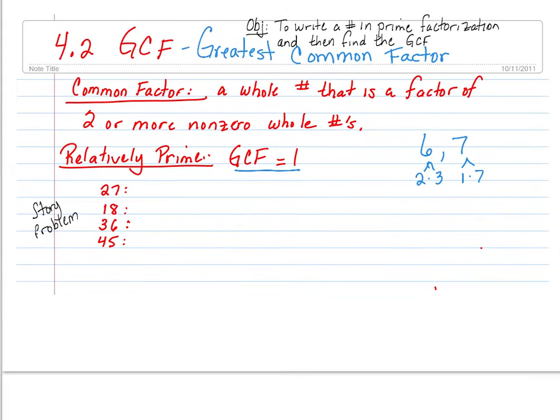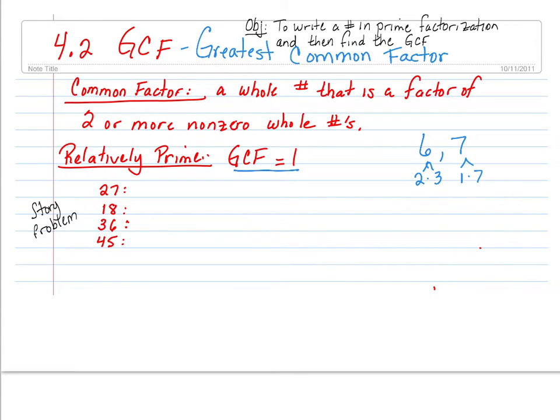Let's do prime factorization for each one of these, okay? So let's just do this real quick. 27, that breaks down into what? 9 and 3. And then 9 is 3 times 3. So circle each one of those. 18 is 3 times 6. And then that's 2 times 3.